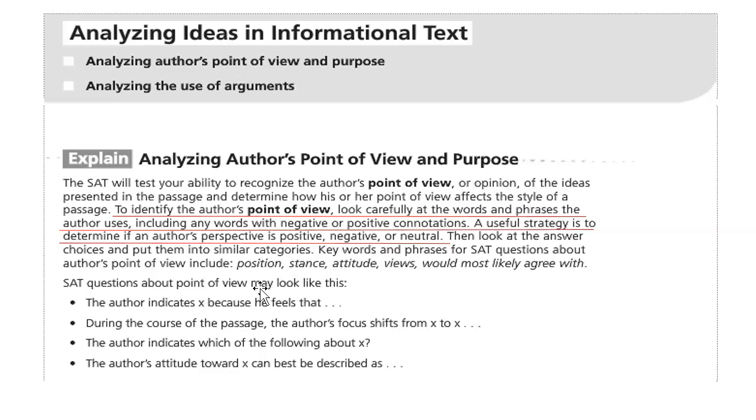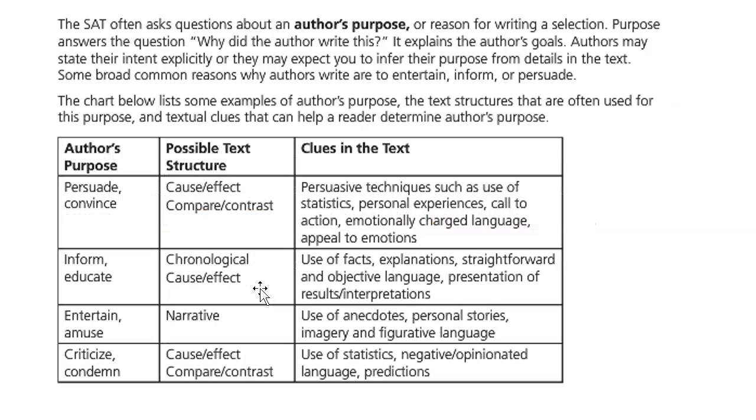So to identify the author's point of view, we need to look carefully at the words and phrases the author is using, including any words with negative or positive connotations. A useful strategy is to determine if an author's perspective is positive, negative, or neutral. Then we can look at the answer choices and put those into a similar category. So if we determined if it was positive, then we are ruling out all other negative answer choice options. The SAT often asks questions about an author's purpose or reason for writing a selection. Purpose answers the question, why did the author write this? It explains the author's overall goals. Authors may state their intent explicitly, or they may expect you to infer their purpose from details in the text.